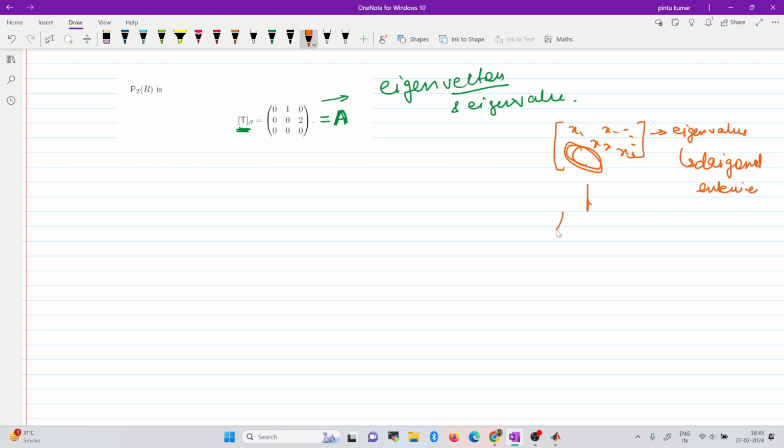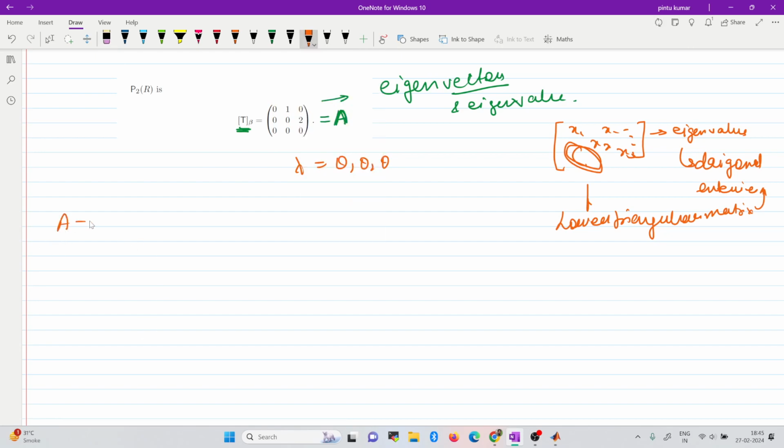Similarly, if you have a lower triangular matrix, then this thing is also true. For example, in this matrix all the diagonals are 0, so your eigenvalues are nothing but 0, 0, 0. We'll try to solve it explicitly also.